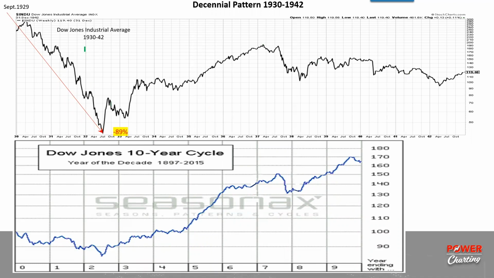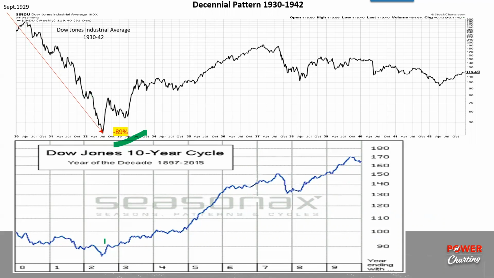Here is the Dow Jones Industrial Average. Now, 30 to 42, I included the years into 42 because that was sort of the low point of World War II. And so in September of 29, the market peaked out and turned down. It went down 89% from high to low.